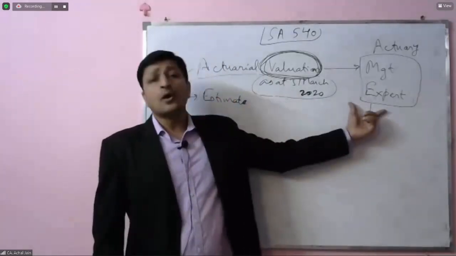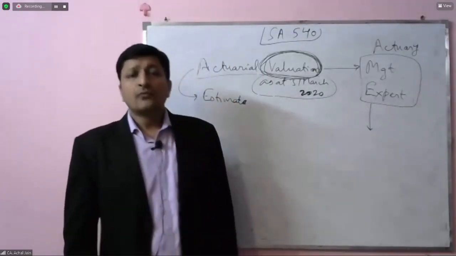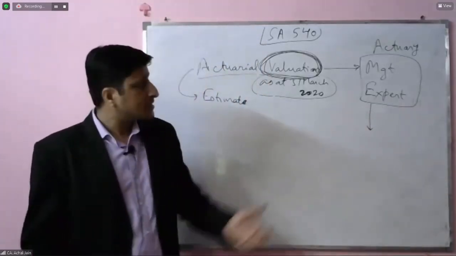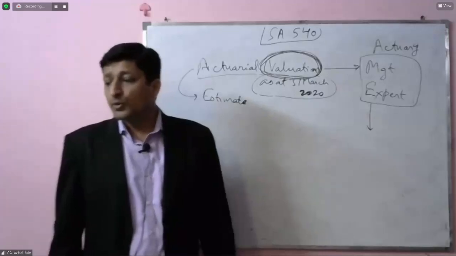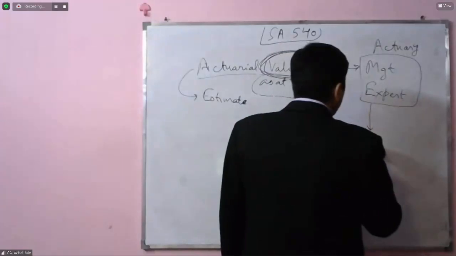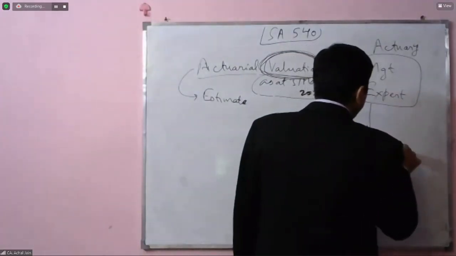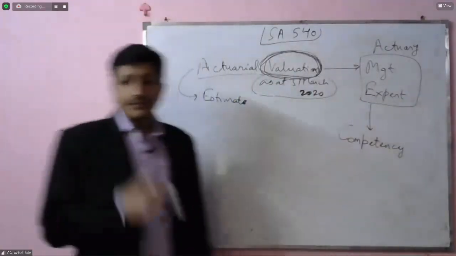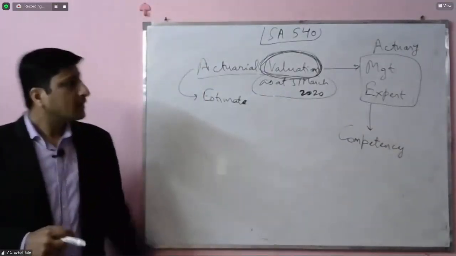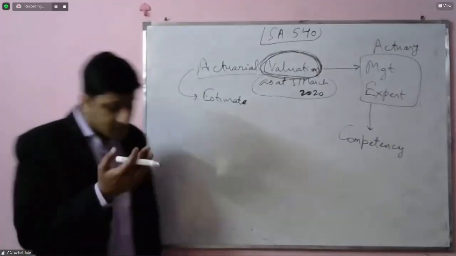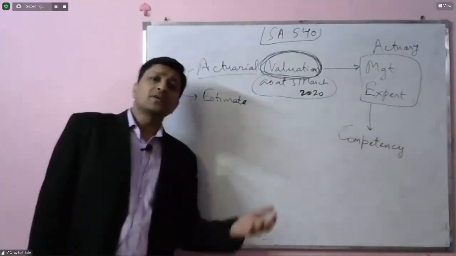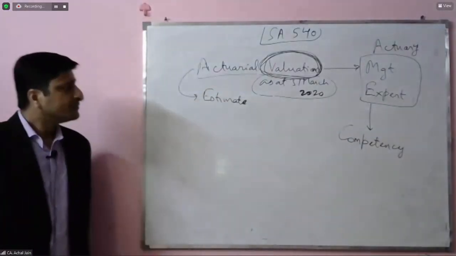Because if an incompetent person is picked up for computing this amount, then there are greater chances that this amount will be computed incorrectly. So the first procedure on the part of the auditor will be to check the competence of the expert who has been engaged. And on this management expert who has been hired, as I told you, there's a separate auditing standard which deals with this.